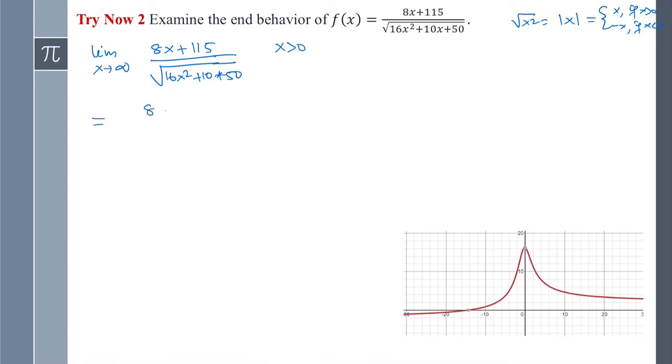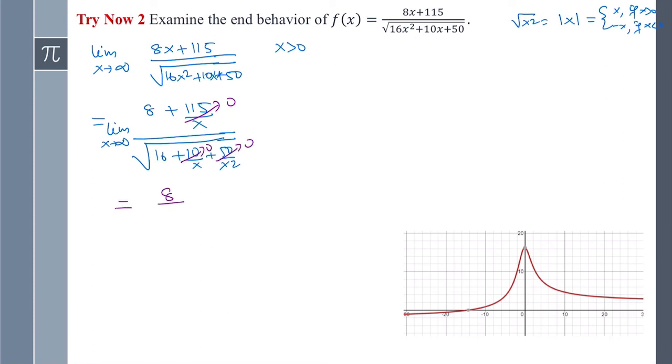So 8 plus 115 divided by x, divided by, so we still have that limit, and then 16 plus 10x here, so 10 over x plus 50 over x squared. Remember, in the bottom, we have to divide by x squared because it's inside the square root. Now, when we take that limit, this approaches 0, this approaches 0, and this approaches 0. So we get 8 over the square root of 16, which is 4, and then we get 2.